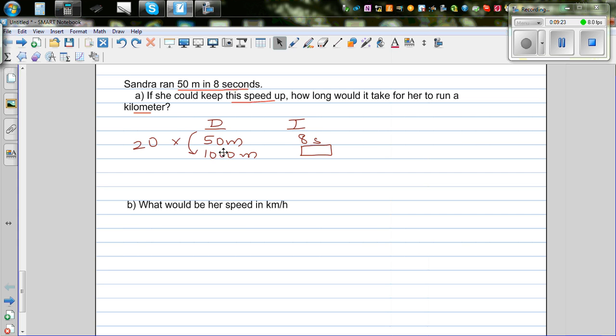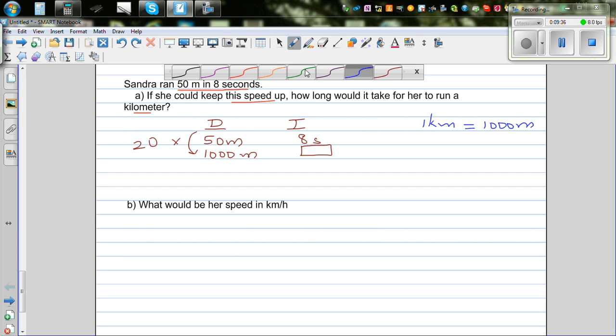Of course, I hope you know that 1 kilometer is 1000 meters, and that's why I'm finding for 1000 meters. So this would be times 20. Times 20. So this is 160 seconds. Your answer is 160 seconds.